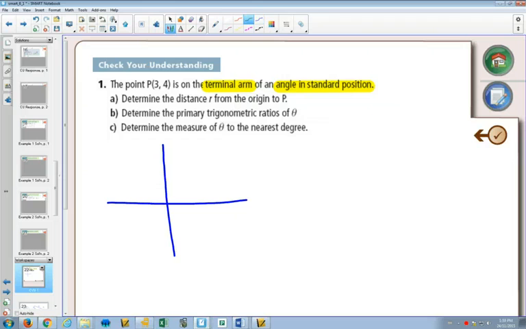It's going to start right here. Okay? The point (3, 4): x coordinate is 3, y coordinate is 4. That would be right here, (3, 4). The terminal arm of an angle is the place where the angle ends. So here is the point going through that. The angle is in standard position because it's starting from our x-axis.